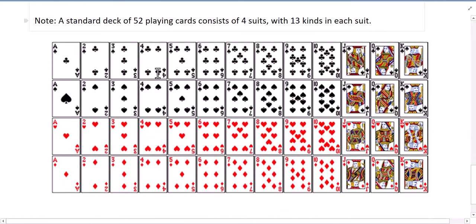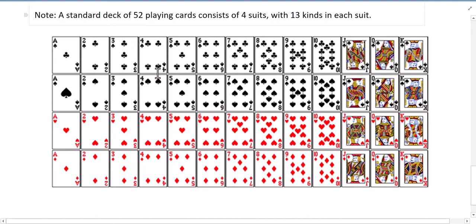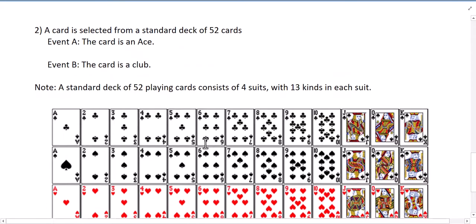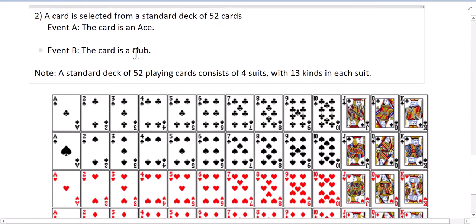And so I put the deck of cards just because sometimes we forget what everything is, or we may not be familiar with the standard deck of 52 cards. So we have 4 suits, and each suit has 13 kinds in each, right? From 1 being the ace to then 10, and then jack, queen, and king. And then you have the 4 different types of suits: diamonds, hearts, spades, and clubs. And so the card is an ace and the card is a club.